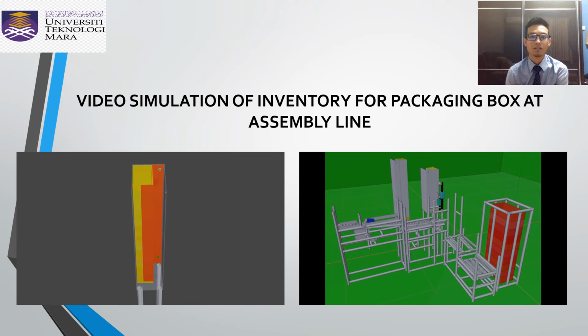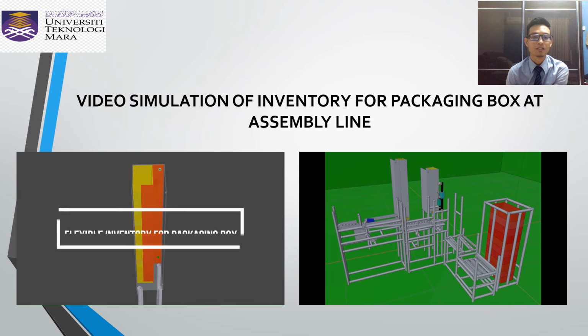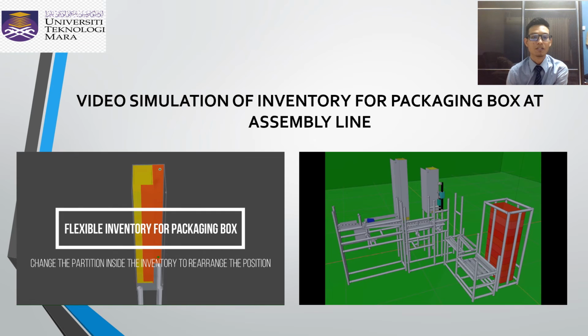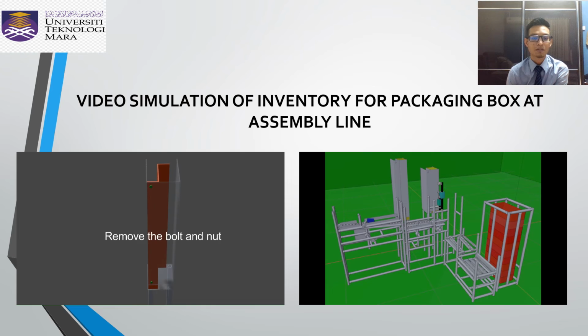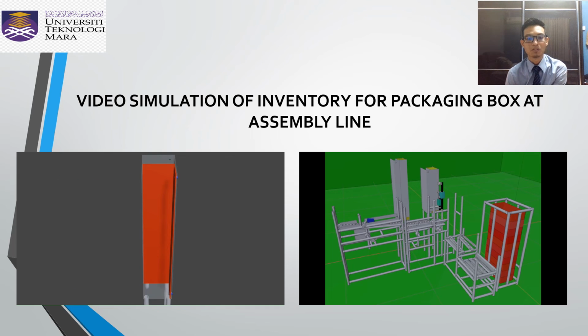The first video is to show how the boxes arranged inside the inventory change in position. So this is the first video. First, remove the vertical box, and second, remove the bolt and nut. Third, change the partition. Fourth, tighten back the bolt and nut. And lastly, insert back the horizontal box.